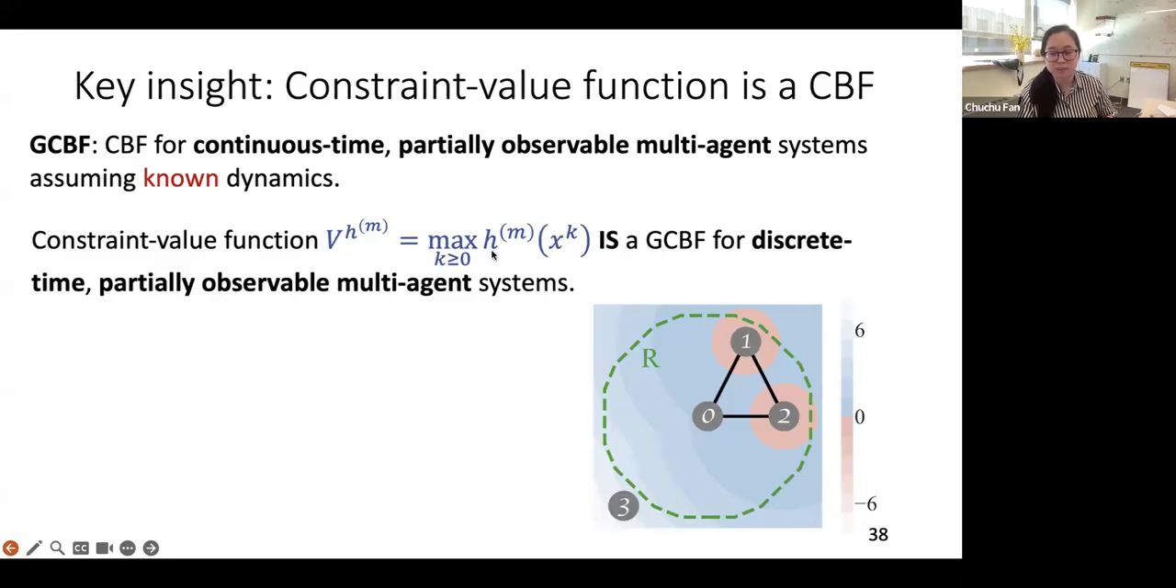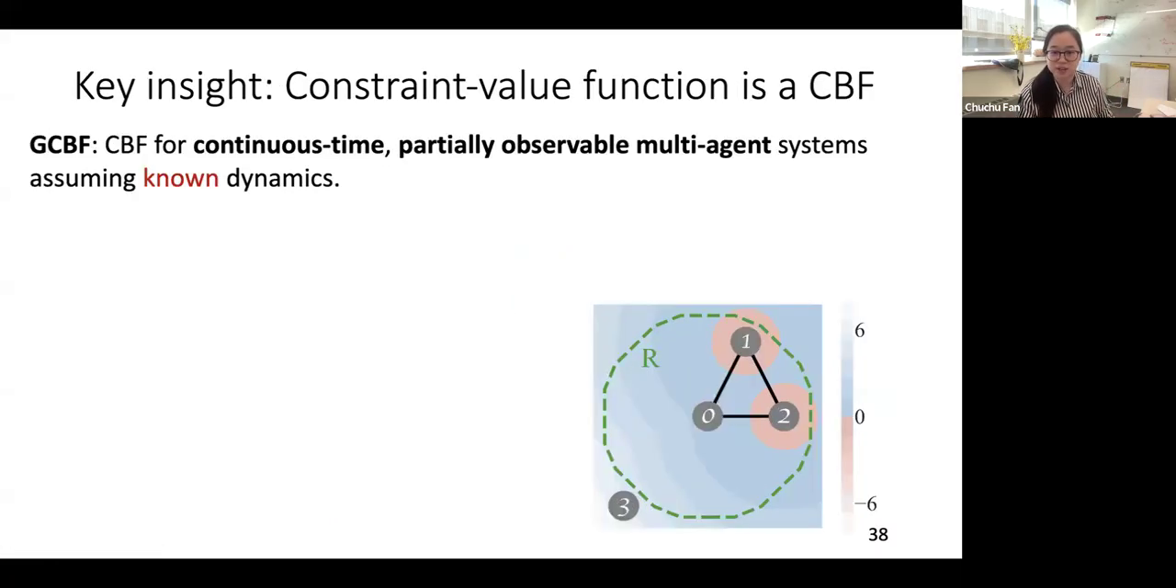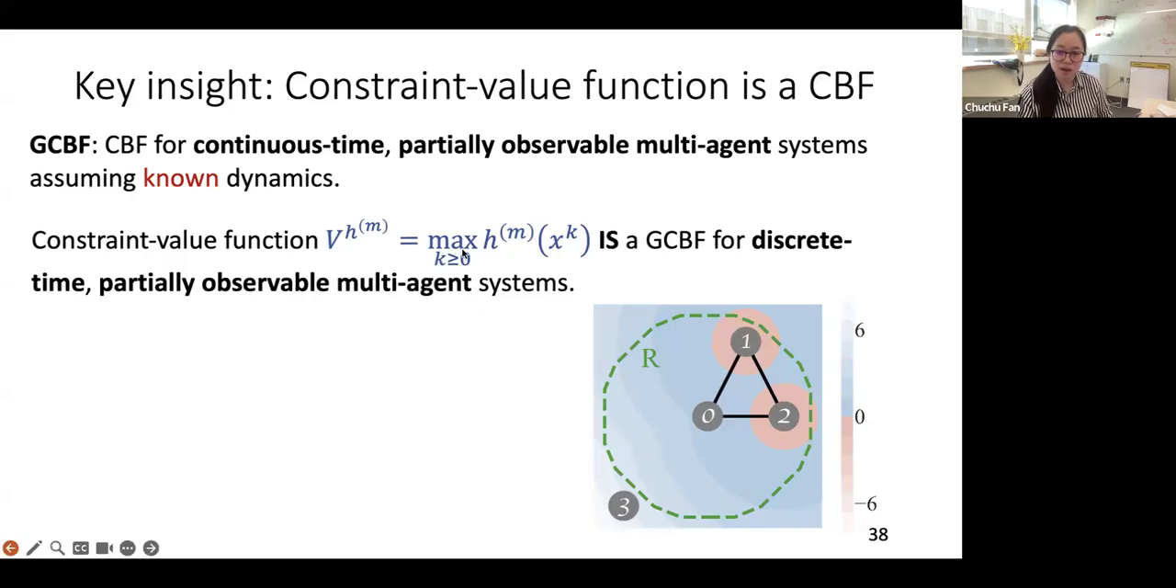So one thing, sorry, I didn't mention here is, let's come back here. Staying safe means that my safety constraint is described using the H function, which is given as a safety condition. If I take the maximum of H over infinite horizon itself, I can prove it already satisfies the three conditions that CBF would need. So this constraint value function itself is a valid GCBF.